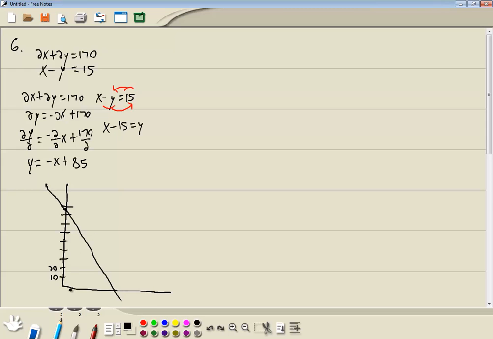Okay, this one's negative 15. Okay, there's negative 10, there's that, so it'll be about right here. And the number in front of our x is a positive 1, which means slope is 1, or in fraction form 1 over 1. Means we'll go up 1, right 1. And that wasn't a very straight line, but we'll pretend it is.